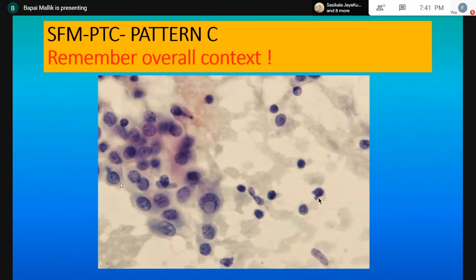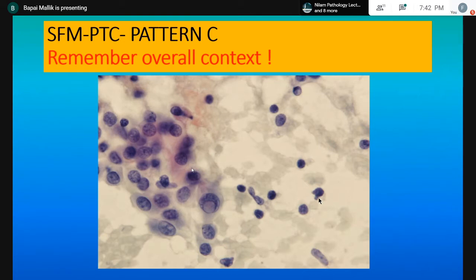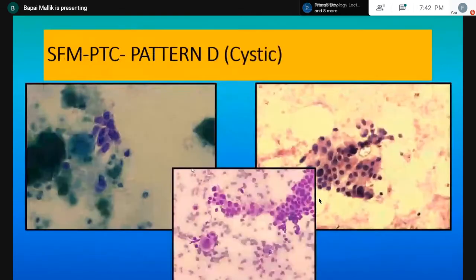Now, this is pattern C. Look at this. So you have got this huge intranuclear cytoplasmic inclusion here. You have got the grooves, pale chromatin. This cell has got almost two or three inclusions lying over here. So you're pretty certain that these features are consistent with papillary thyroid carcinoma. But imagine a situation where you only find one cluster of such cells, or maybe another cluster somewhere. So you might get a little bit worried and say, no, I'm not going to call this a papillary thyroid carcinoma. I'm just going to fall back a little bit and call it suspicious for papillary thyroid carcinoma.